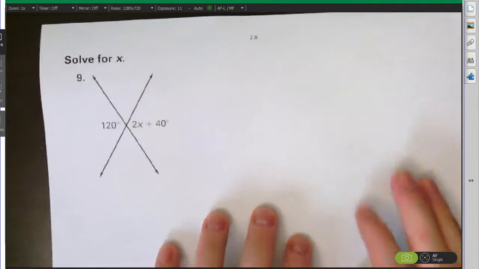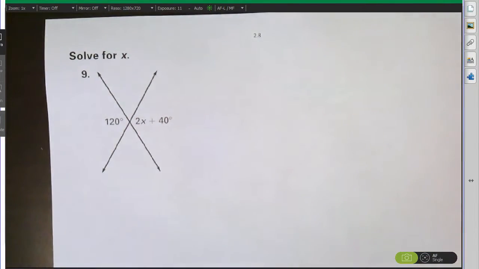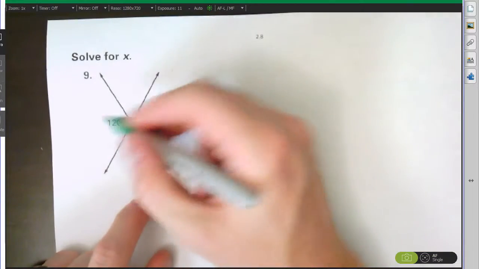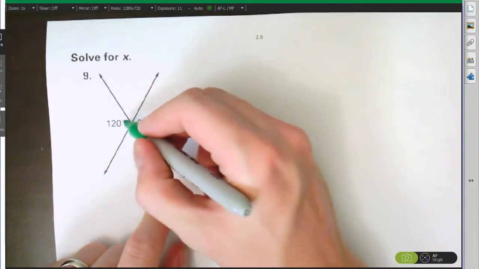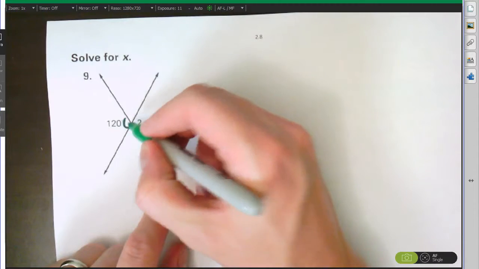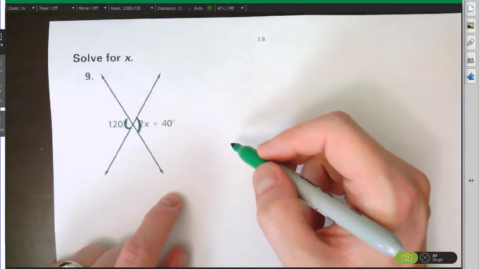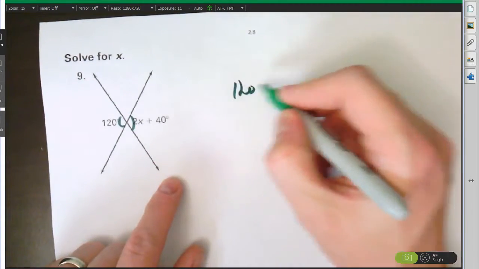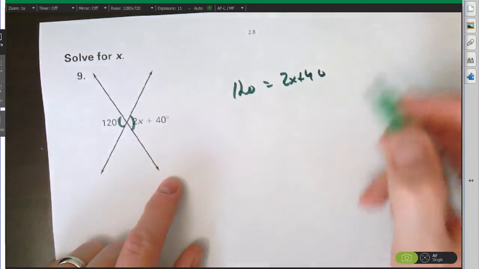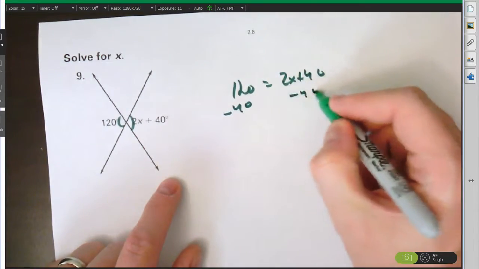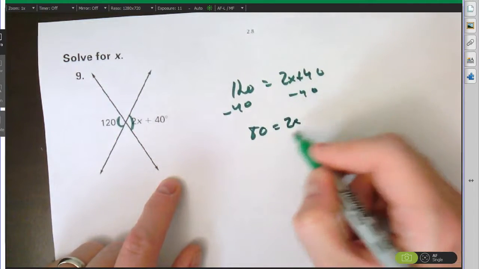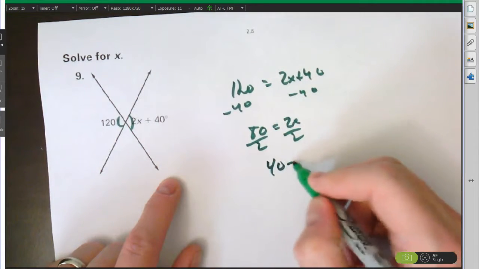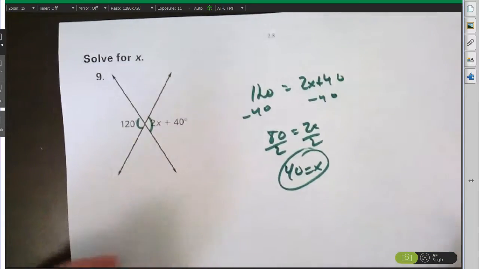Okay. Next one. This is important because this is like a good semester exam example and a good general ACT style question. Solve for x. So what we have to identify in this problem is what kind of angles are those two angles? Well, these angles are vertical angles. So we spent all the time on the definition. What do we know about vertical angles? Vertical angles are congruent. So 120 has to equal 2x plus 40. Subtract 40. 80 is 2x. Divide by 2. 40 is x.